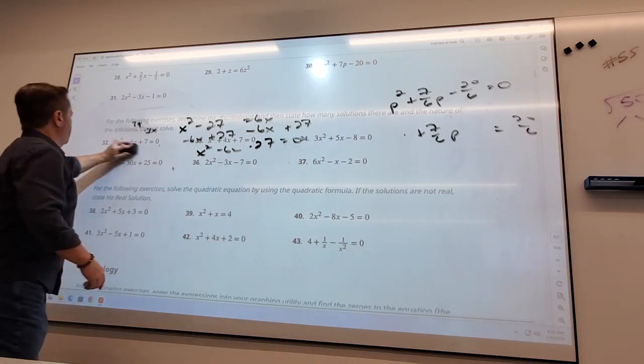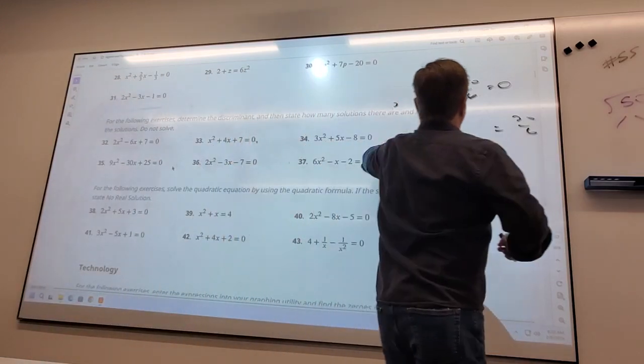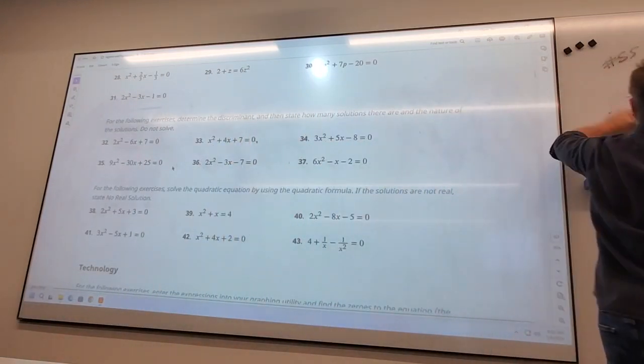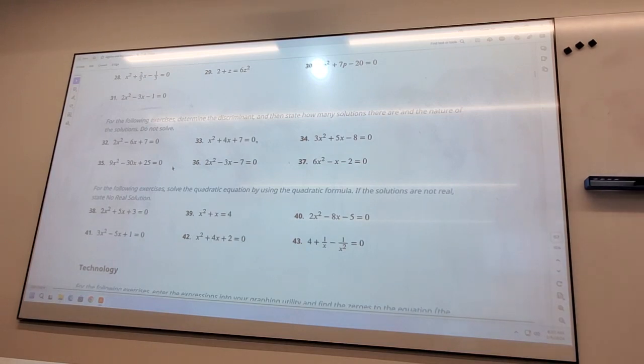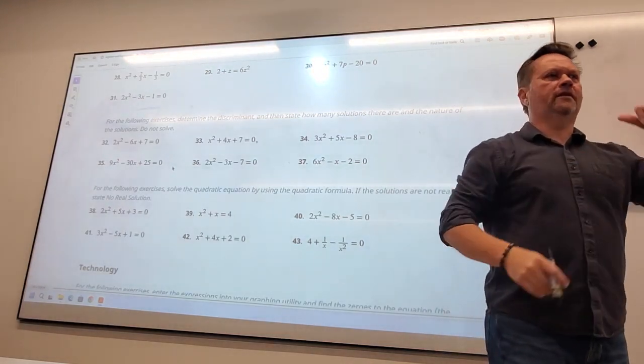What's the quadratic formula again? Can somebody tell me? X equals... that's my notes, I'm getting there. X equals negative b plus or minus the square root of b squared minus 4ac, all over 2a.